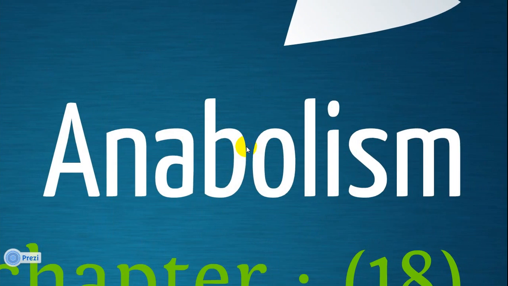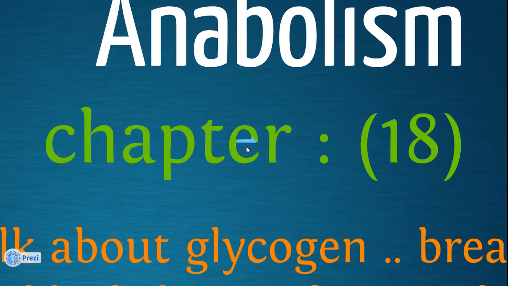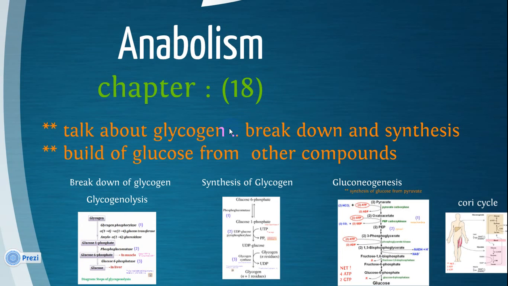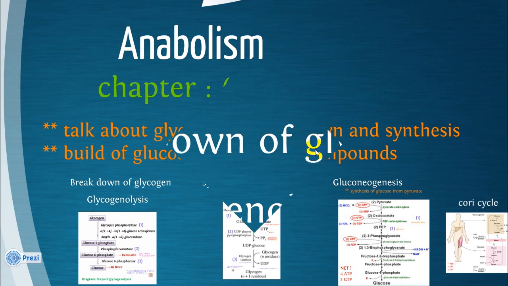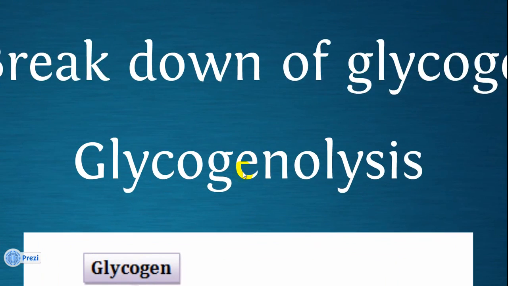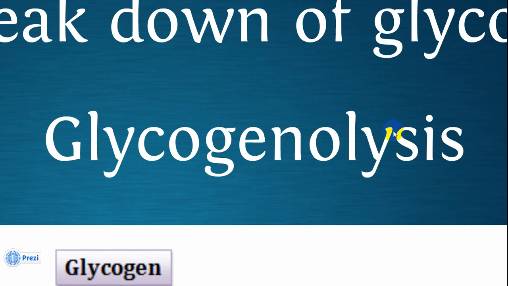Anabolism of carbohydrates. The anabolism of carbohydrates is included in chapter 18. The idea of this chapter is that it talks about glycogen, how we are going to break glycogen and how we are going to synthesize glycogen from glucose. Okay. Also, it will talk about the building of glucose from other compounds like pyruvate, and the breakdown of glycogen, or glycogenolysis. Lysis means a breakdown.